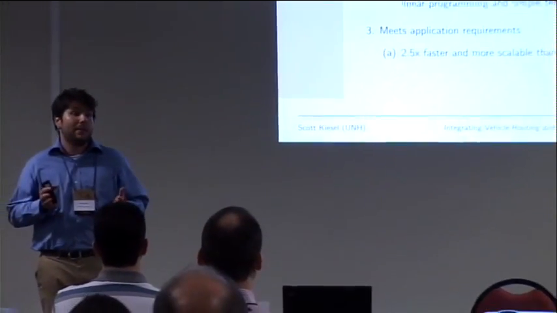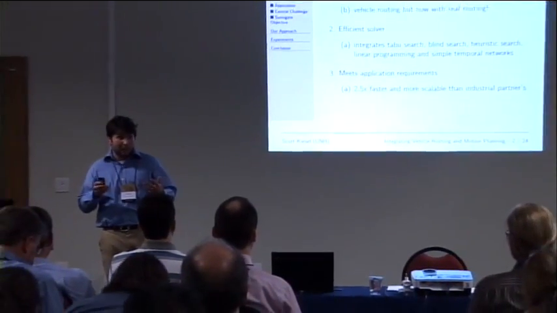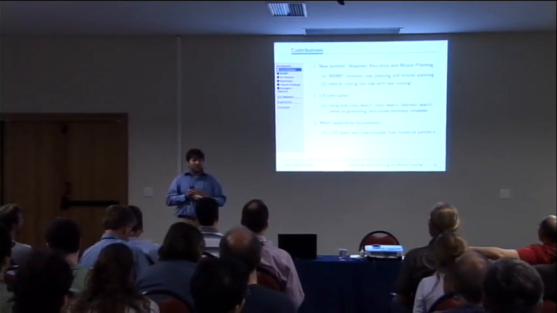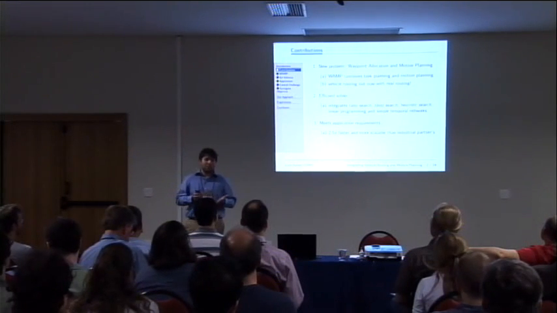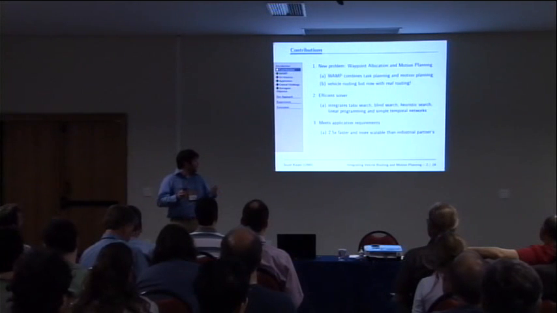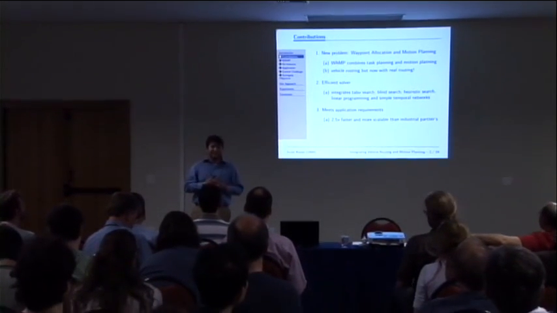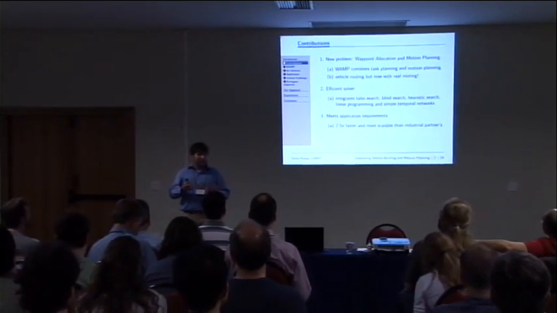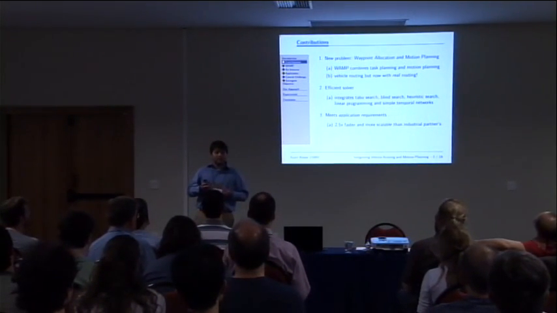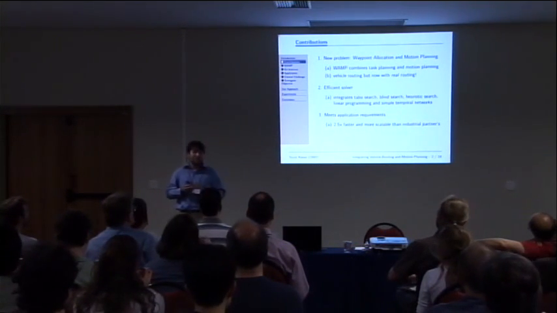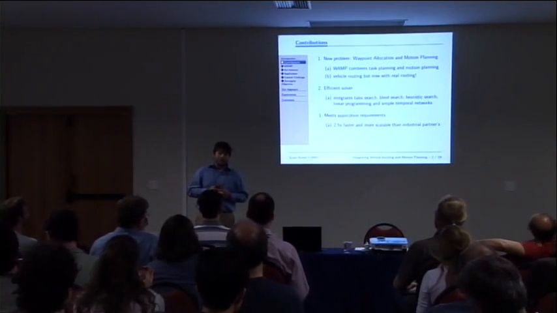And to cope with this problem, we came up with an efficient solver that takes all sorts of ideas from classical planning literature, such as tabu search, line search, heuristic search, linear programming, and simple temporal networks. Moreover, this problem is based on a real problem in industry that people are interested in, so that's always a fantastic thing. They came to us with their solution and some data about it, and we were able to use planning ideas and improve over theirs by 2.5 times in terms of speed and be significantly more scalable than theirs.